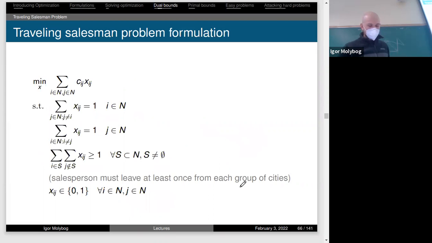It doesn't really matter which one you add. I mean, it is application dependent. There's no general answer to the question of whether one is better than the other. Both of them work. Right now we can settle on one, and this would be our eventual formulation of the traveling salesman problem.